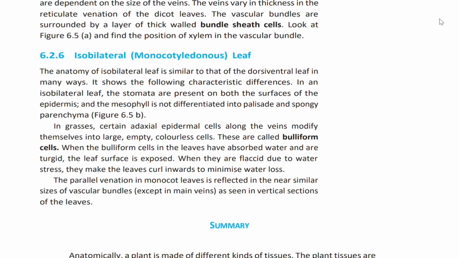In grasses, certain adaxial epidermal cells along the veins modify themselves into large, empty, colorless cells. These are called bulliform cells. When the bulliform cells in the leaves have absorbed water and are turgid, the leaf surface is exposed. When they are flaccid due to water stress, they make the leaves curl inwards to minimize the water loss. The parallel venation in monocot leaves is reflected in the near similar size of the vascular bundles, except in main veins, as seen in the vertical section of the leaves.